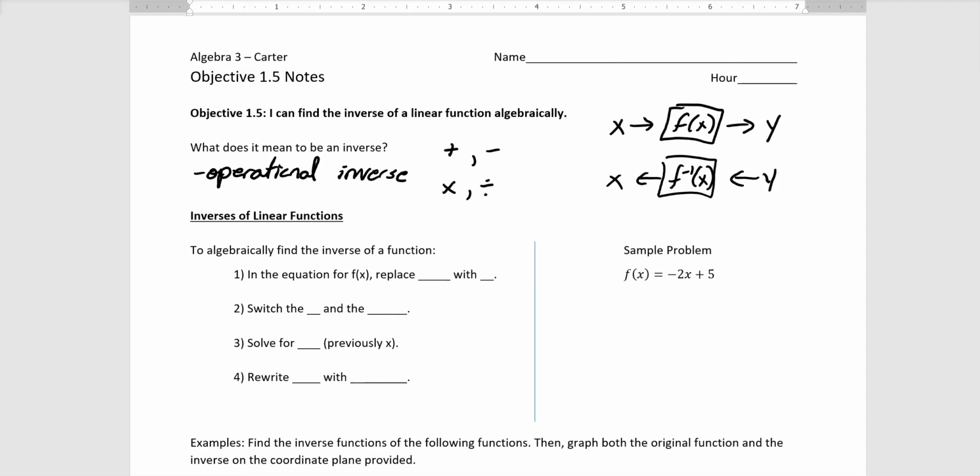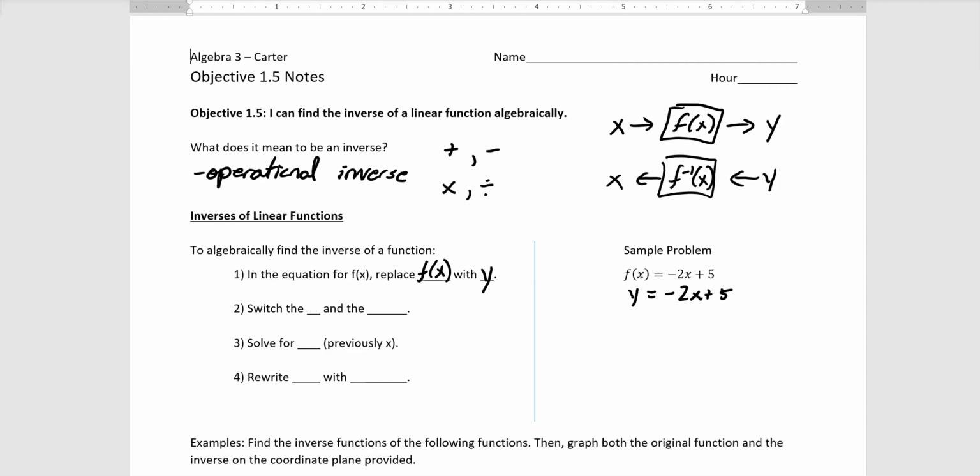Okay, so let's talk about how we can do that with our linear functions. So to algebraically find the inverse of a function, the first thing we're going to do is replace f of x with y. And the reason we do that is just so it's easier to write. So over here on our sample problem, what was f of x we will now say is y, -2x plus 5.